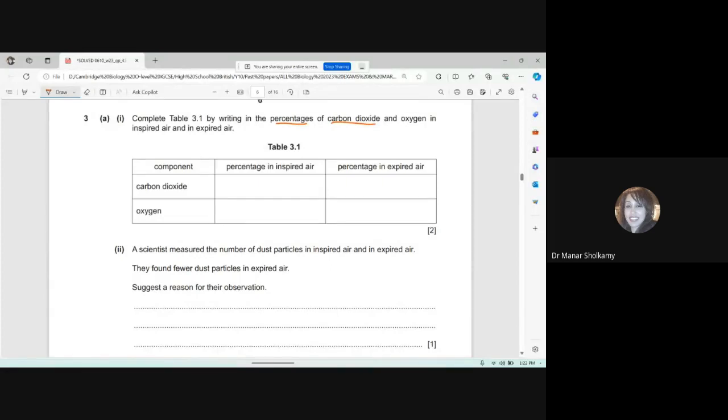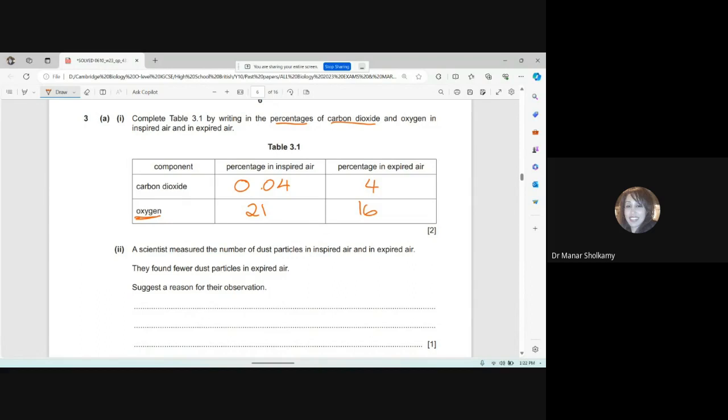How much carbon dioxide in inspired air? 0.04. Yes, 0.04. And in expired air, 4. Oxygen, 21. And how much goes out? 16. Very good. So this brings us to the imperative question.